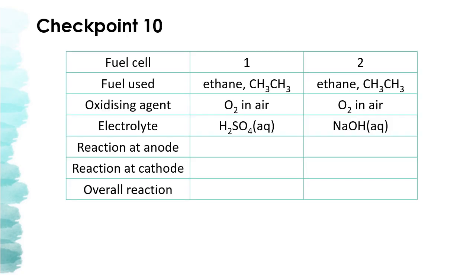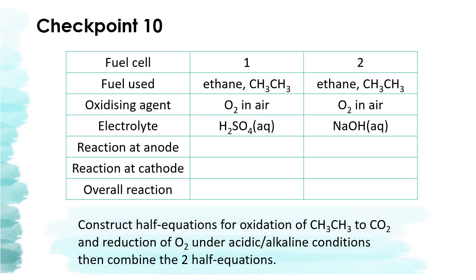Other than the hydrogen fuel, we can also consider hydrocarbons as a fuel in a fuel cell. So remember the fuel, whether it's ethane, under acidic or alkaline condition, will need to be on the right hand side because it is oxidized. So you can actually fill up this table, which is the checkpoint.